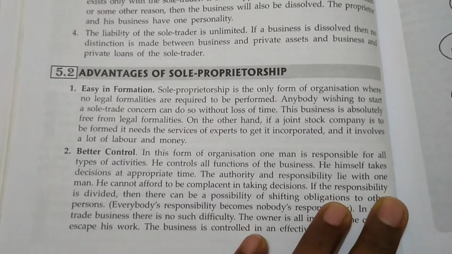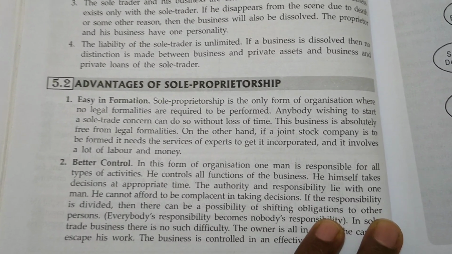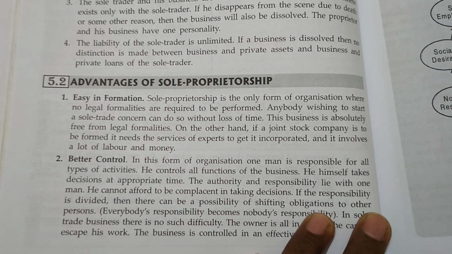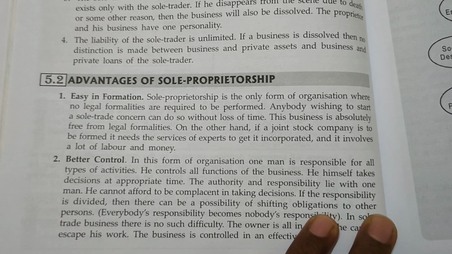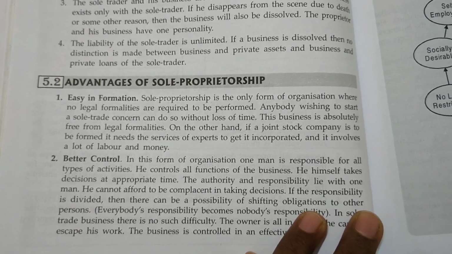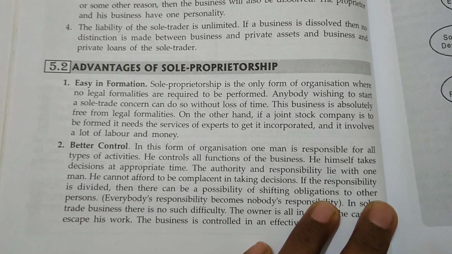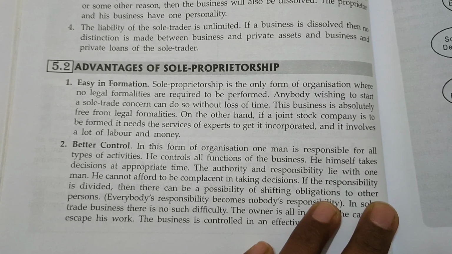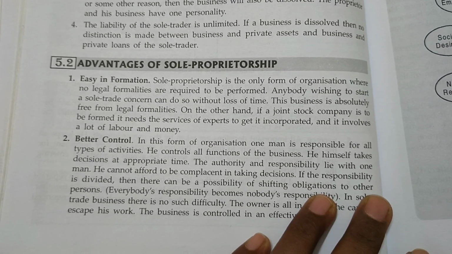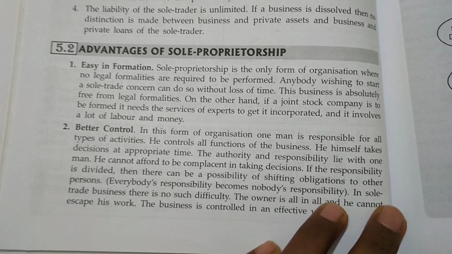The second one is better control. What is the meaning of better control? In this form of organization, one man is responsible for all types of activities. There will be only one person to control the business and its functions. So the total control will be in the hands of that single person, and total authority and responsibility will be on that one person only. So that's why the business will be in better control.